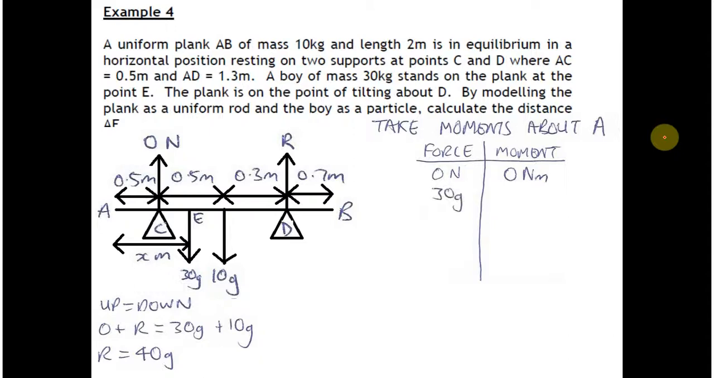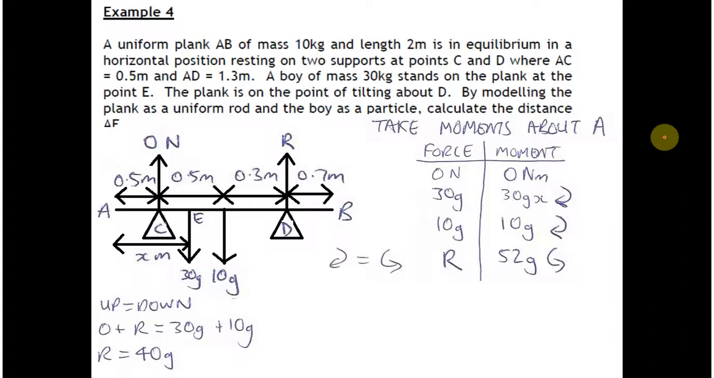Force of 30g, which is x away, is 30g times x, so 30gx, and that would spin in a clockwise direction around A. The 10g force is 1 meter away, so 1 times 10g is 10g, and that would also spin in a clockwise direction about A. And finally, the R force, well, R is 40g, it's 1.3 away, so 1.3 times 40g gives us 52g, and if we spun that round A, it would spin in an anti-clockwise direction.